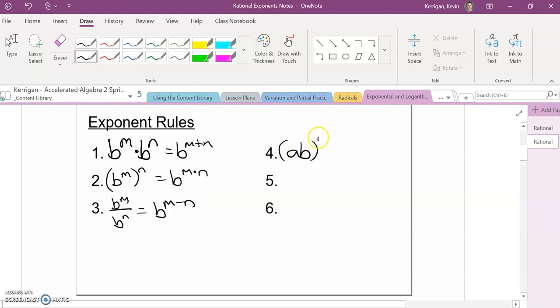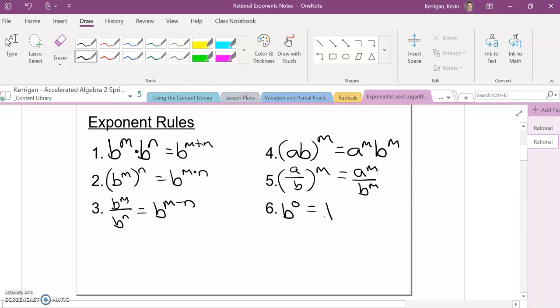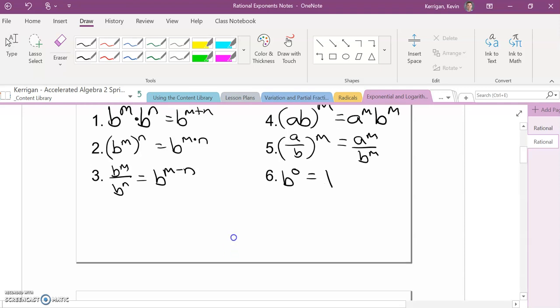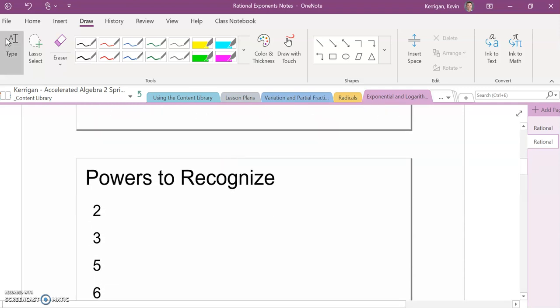When you have a product all being raised to a power, you can just simply distribute that power to both of those bases. Similarly, if you have a quotient raised to a power, you also can just distribute that power to both the numerator and the denominator. And then last, just remember that anything raised to the 0 power is just 1. Okay? So knowing that from my exponent rules, we're now going to attempt to combine the exponents and radicals together.